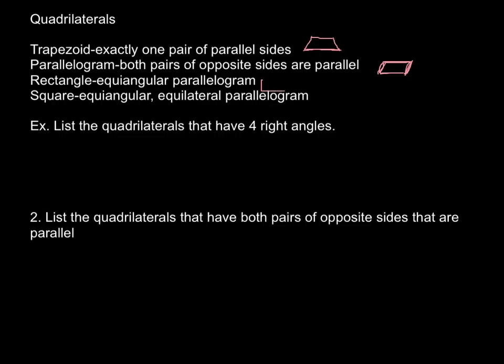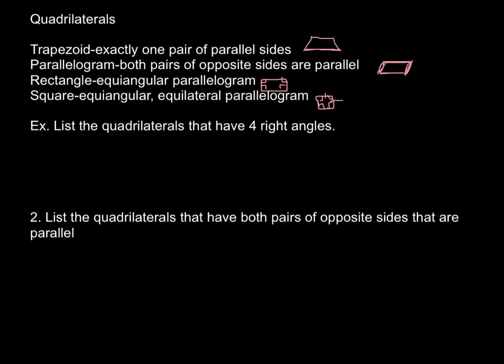We have a rectangle. It's an equiangular parallelogram. On a rectangle, all angles are 90 degrees. Okay, that's why it's called equiangular. They are all equal to each other. Then we have a square that is equiangular because they're all right angles, and all the sides are the same. Equiangular, equilateral, parallelogram.